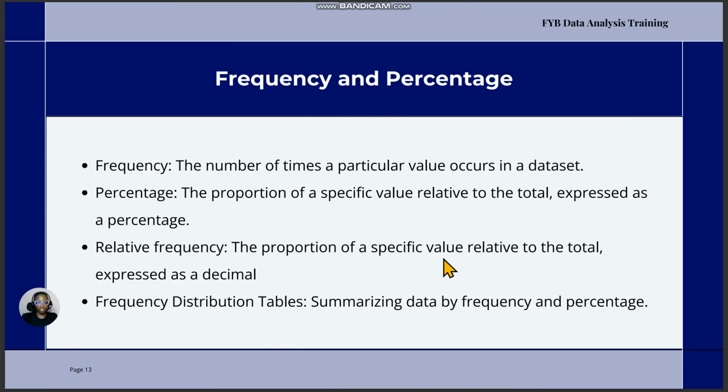So now we have frequency and percentage. Most times you'll be creating frequency tables for your demographic data and for the different sections in your questionnaire. Frequency refers to the number of times a particular value occurs in a data set. The percentage refers to the proportion for that specific value relative to the total frequency of the data set. And relative frequency is just like percentage, but in decimal form.